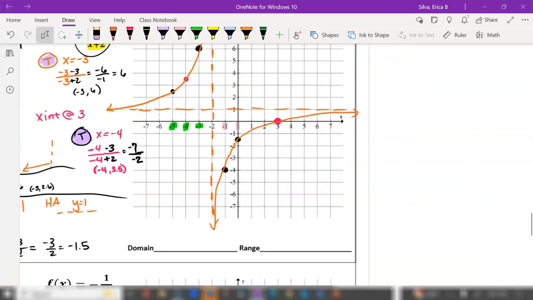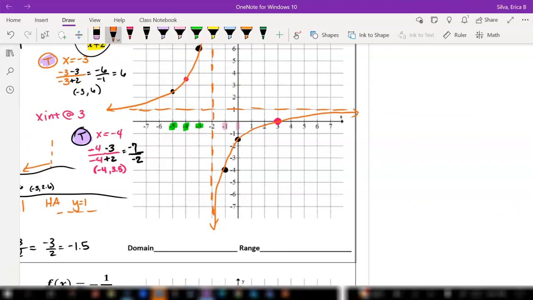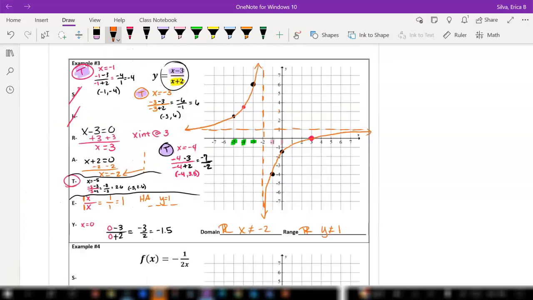And to find the domain and the range, again, we look at all real numbers except where my asymptote is on the x. And because we don't have any holes, we don't have to worry about anything additional. And then your range is all real numbers except when y is equal to 1.